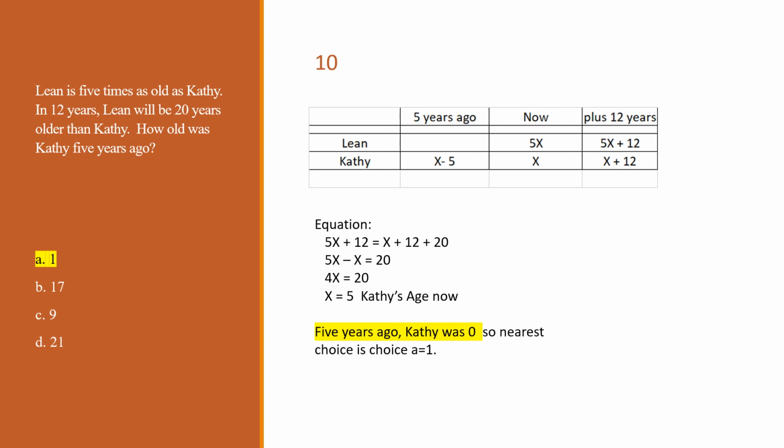So the equation from the given would have to be 5x plus 12 equal to x plus 12 plus 20. And shifting all the variables on the left-hand side and all the constants on the right-hand side, we come up with the equation 4x is equal to 20, or x is equal to 5. 5 is Kathy's age now, but what is required for item 10 is Kathy's age 5 years ago. So Kathy's age 5 years ago will be x minus 5, or 0.